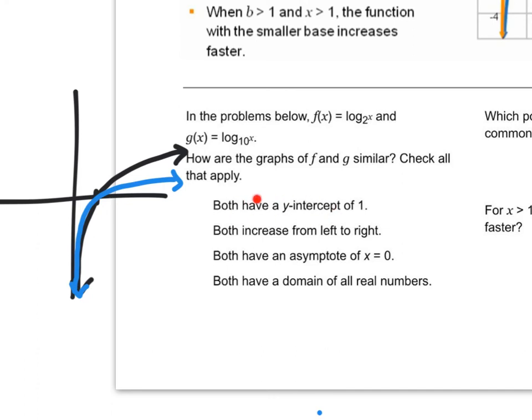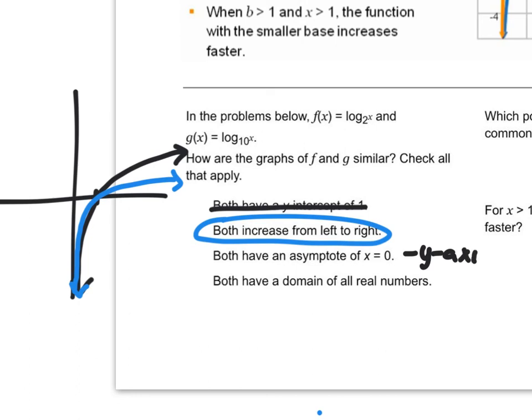They both have a y-intercept of 1? That's not the case. They don't have a y-intercept. They have an x-intercept of 1. They both increase from left to right. Yes, they will both go up and to the right as you increase. So that is true. They both have an asymptote of x equals 0. That's the y-axis. That's true, they are asymptotic. They will not cross the y-axis.